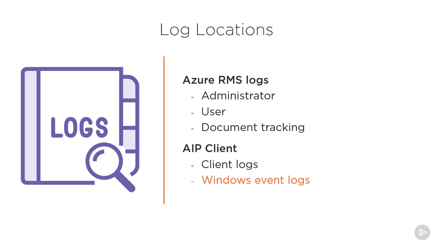The AIP client also makes use of the Windows event log. So if you're looking for information about what the AIP client is doing, you can just look in the standard Windows event logs and find more information there.